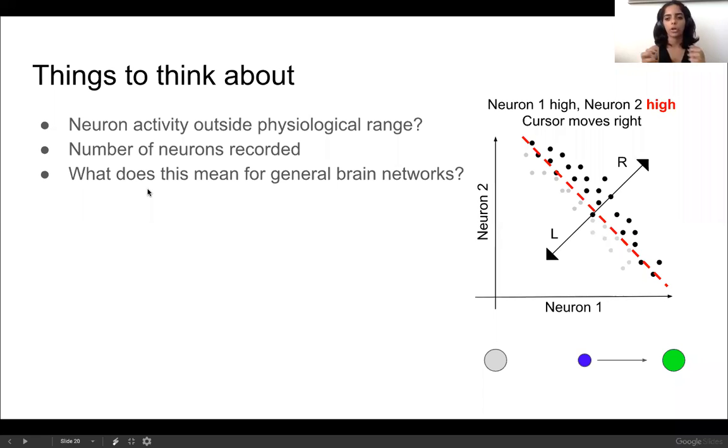Does it mean that there are particular connections between neurons that are fixed that can't be changed? Or does it mean that the actual output from that region is low dimensional? So there are fewer neurons that are required to read out activity from that brain region than all of the neurons in that brain region. I don't know if what I'm saying makes complete sense, but basically, these are the kind of things that I would think about after reading this kind of a study. So I just wanted to point out some of those things.